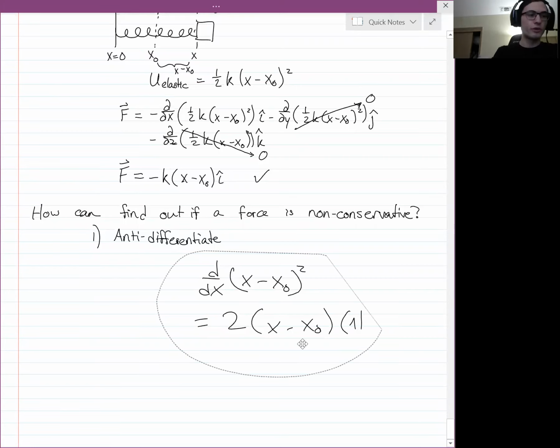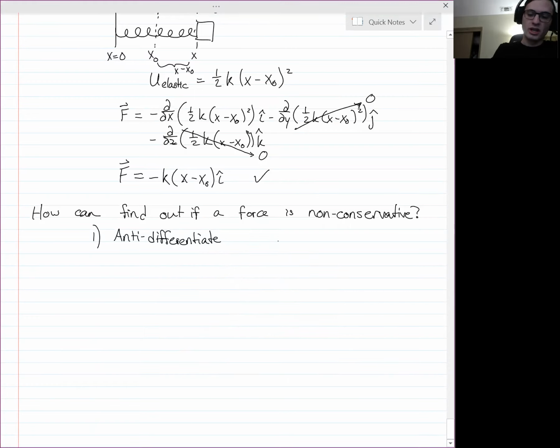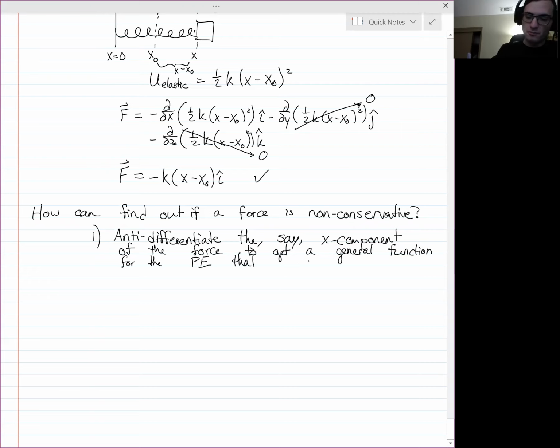Right, so the first step is we anti-differentiate the, say, x component of the force to get a general function for the potential energy. That works for that component. I'll explain what I mean by this once I finish writing.